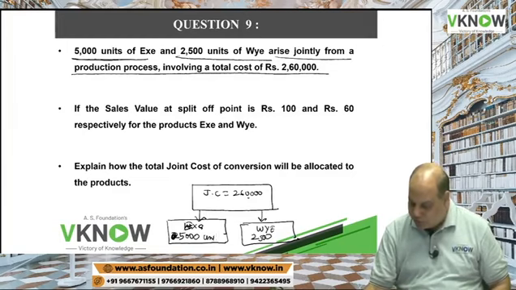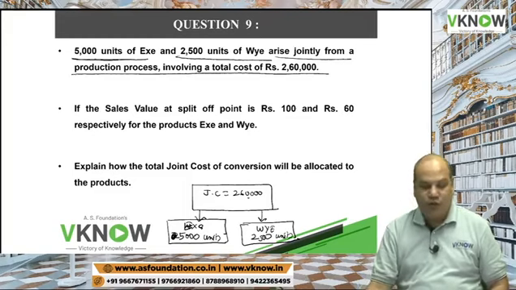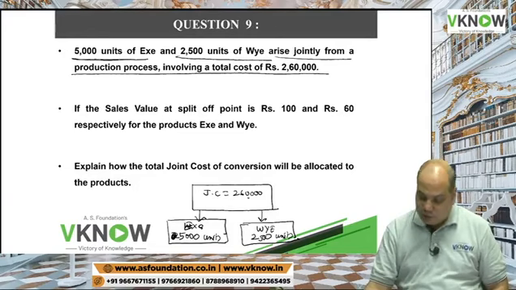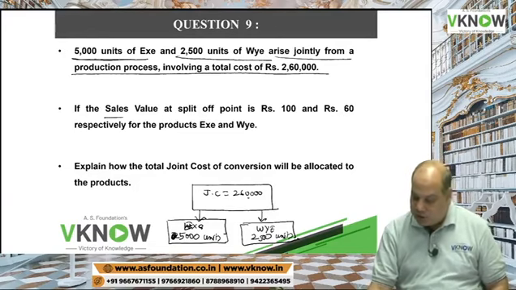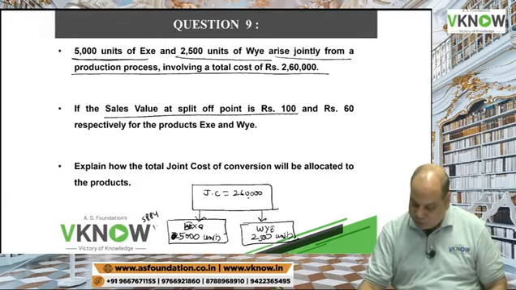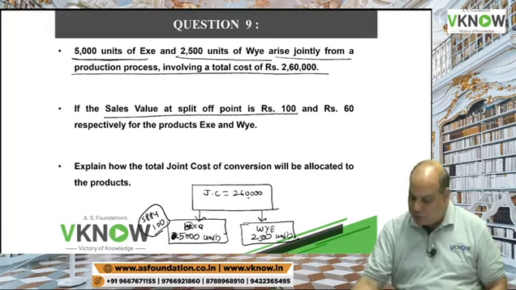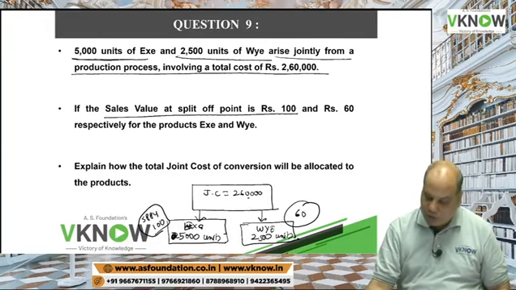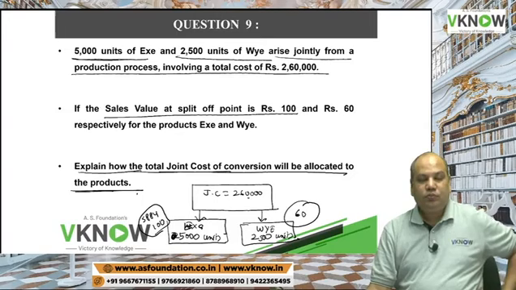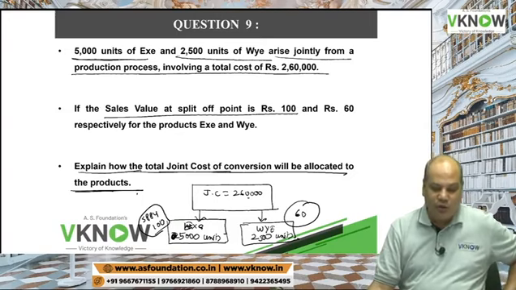These are the units. From one common process, you got two outputs, X and Y. X 5000 units, Y 2500 units. And the sale value at split off point is 100 rupees selling price per unit for X and 60 rupees for Y. There is no other information given. Explain how the total cost will be allocated to the two products.